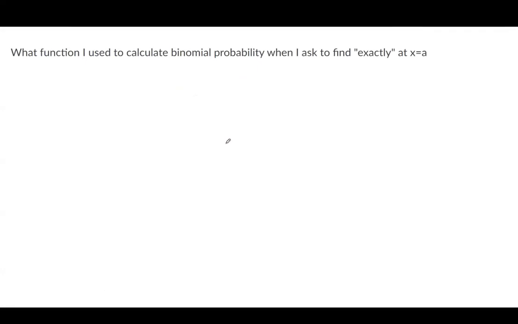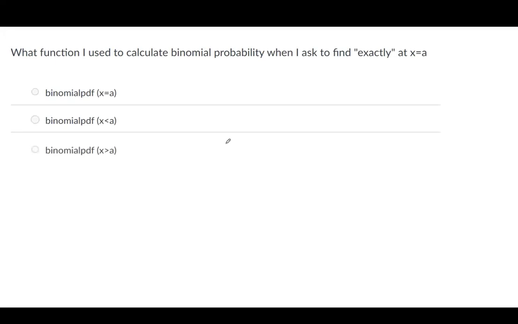What function do I use to calculate binomial probability when I ask for exactly? So when we are using exactly, is it binomial PDF x equals a? Is it binomial PDF x less than a? Is it binomial PDF x more than a? When you see exactly, it means that it is binomial PDF x is a.